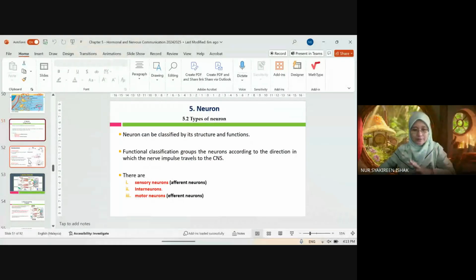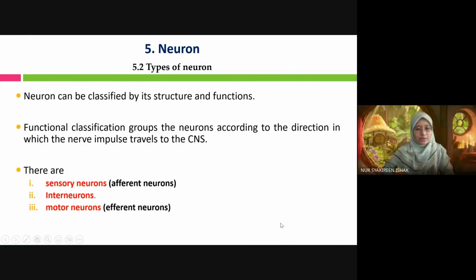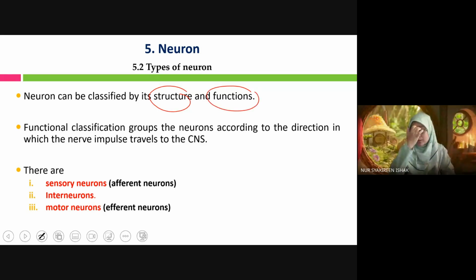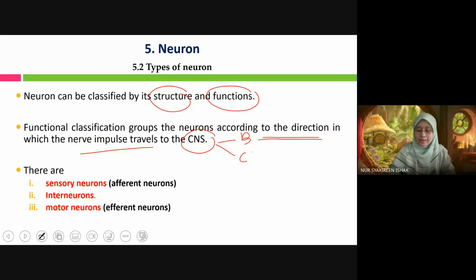So let's look at this slide, where we left off. Neurons can be classified according to their structure and function. Functional classification groups the neurons according to the direction in which the nerve impulse travels relative to the central nervous system, the CNS. The central nervous system consists of the brain and also the spinal cord, along your backbone.